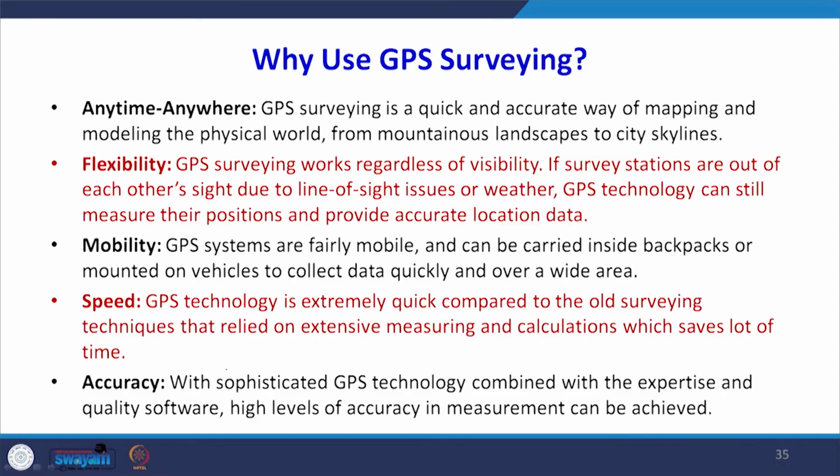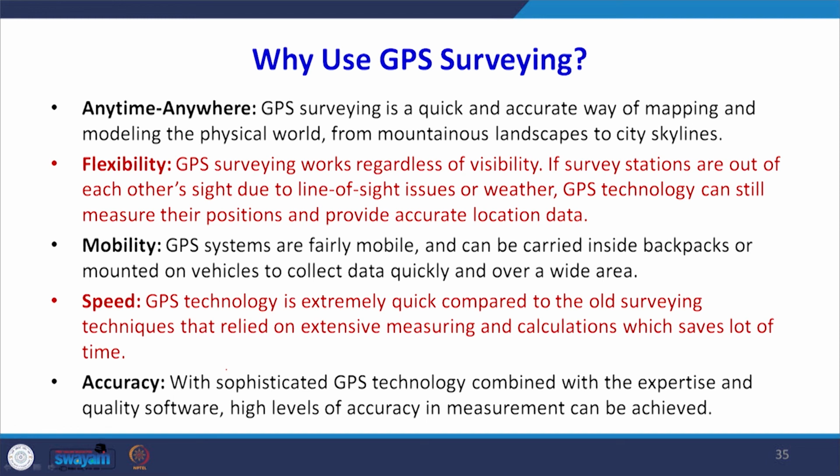Second is the flexibility, because this gives me a lot of flexibility regardless of the visibility. Survey stations need not necessarily be visible to me. Intervisibility between the survey stations, which was a compulsory requirement in conventional surveying work when we are collecting the data, may not be necessary between adjacent points, and still we can collect the data and get the accurate location. So, that is the flexibility which is available with this device.